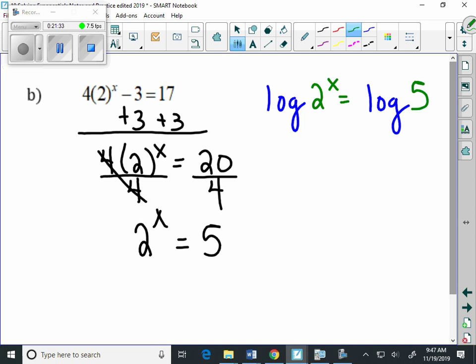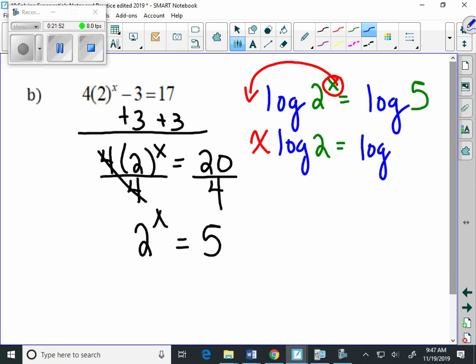And we're going to move the x out front using our logarithm property. Carry that out front. It's going to become x, and then it's log of 2 equals log of 5. And then we can finish because it's x times log of 2, so we can divide both sides by log of 2.